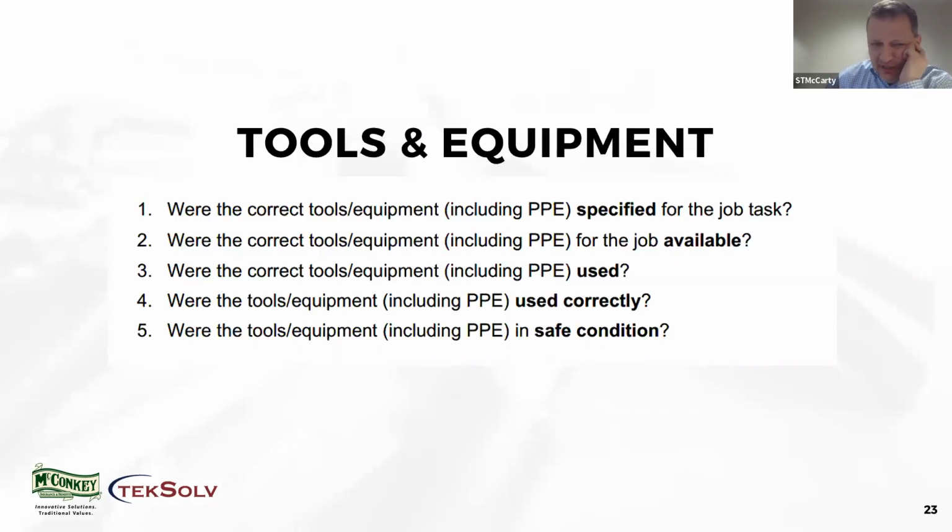So that first section, tools and equipment: have we specified the correct tool for the job? If so, is that tool or equipment available? Is it being used? Is it being used correctly? And those two could be combined. And were the tools and equipment, including PPE, in safe condition? So we have the tool. Is it right for the job? Is it used correctly? Is it in safe condition, right? Not a new concept, but just kind of fleshing it out a little bit with those questions. So that's tools and equipment. And again, that can include PPE.